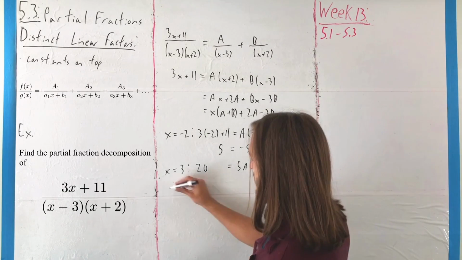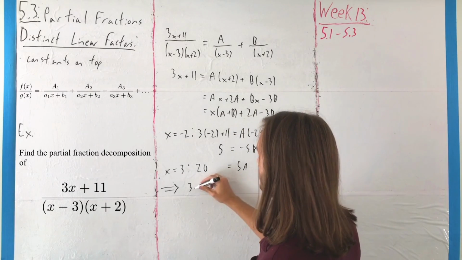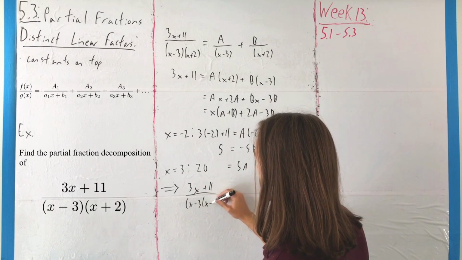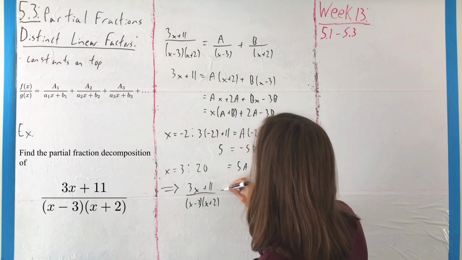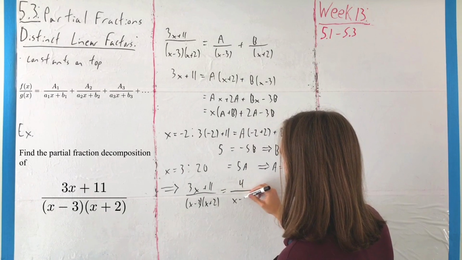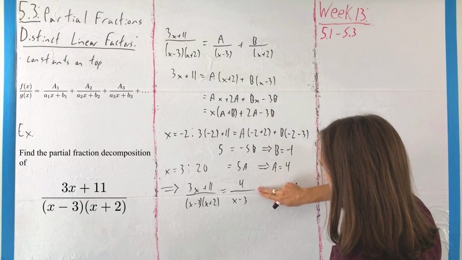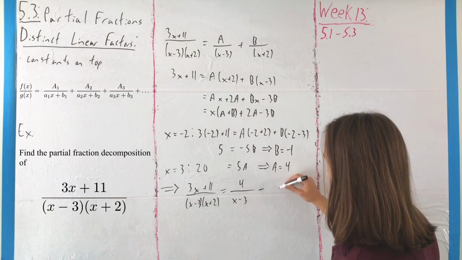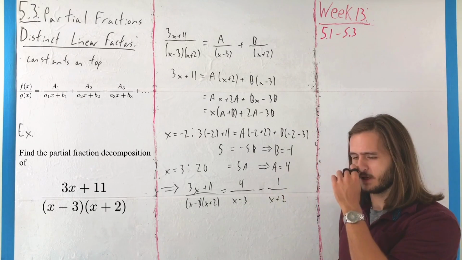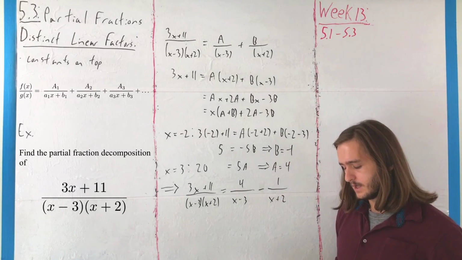So, with those answers in mind, we can get our final decomposition: 3x plus 11 over (x minus 3) times (x plus 2) can be rewritten as 4 over x minus 3 plus, oh, that shouldn't be a plus here because that b is negative, excuse me, minus 1 over x plus 2. Or if you prefer, you could keep that as a plus and make that negative 1 over x plus 2, but that's probably the more efficient way to write it.